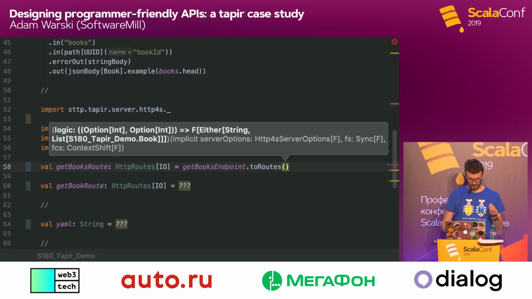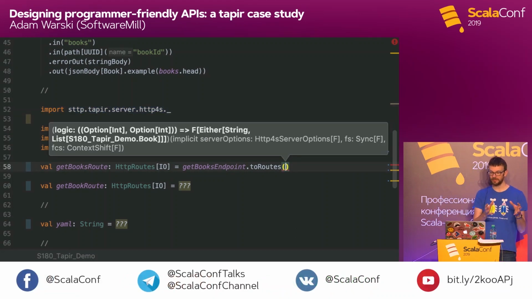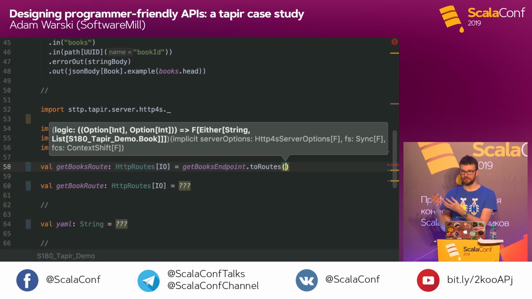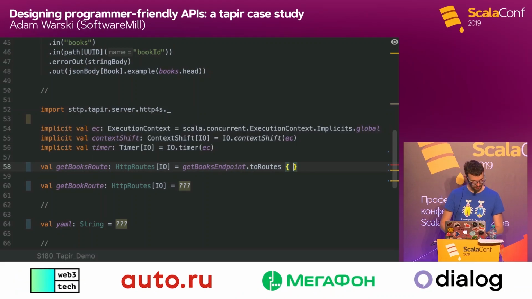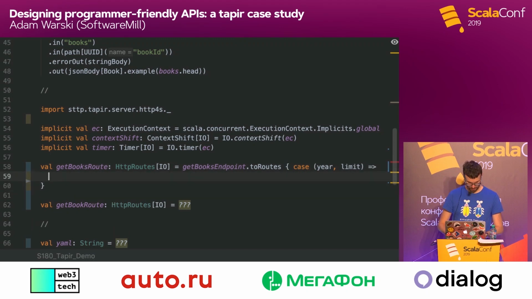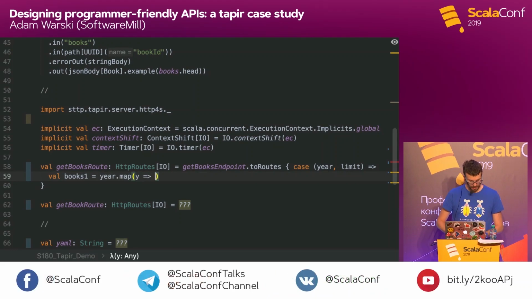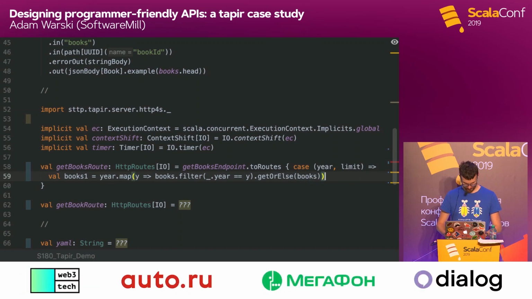So what we need to provide here, the missing piece, is this: we have the description of an endpoint, but we still need to provide the server logic. We need to specify what should actually happen when that endpoint is invoked. That's the missing piece to create a server. And here we have two parameters, the year and the limit. So what we do is we take our year, if the year is specified, we filter our books on the year, right? getOrElse books, okay?